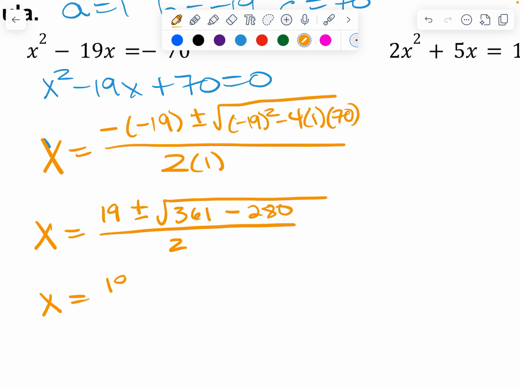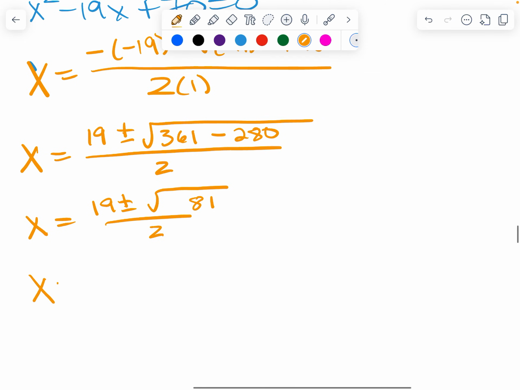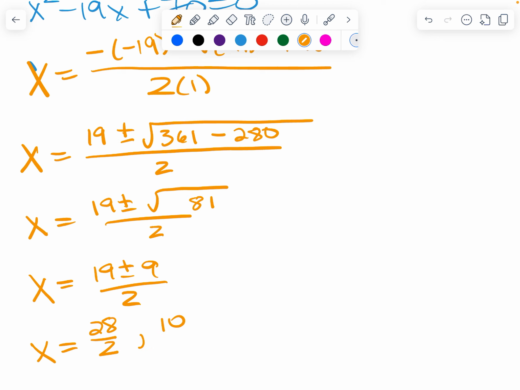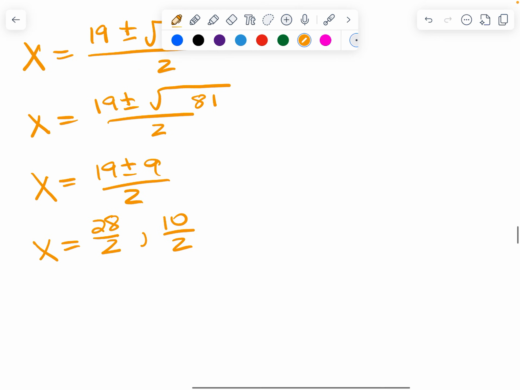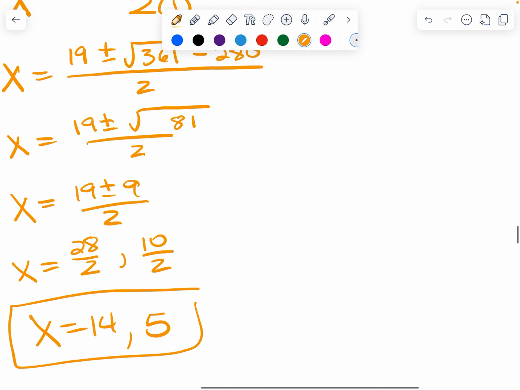So that's going to get me 19 plus or minus the square root of 81 over 2. So x equals 19 plus or minus 9 over 2. So 19 plus 9 is going to get me 28 over 2. 19 minus 9 is 10 over 2. So x equals 14 and 5. So my solutions are 14 and 5.